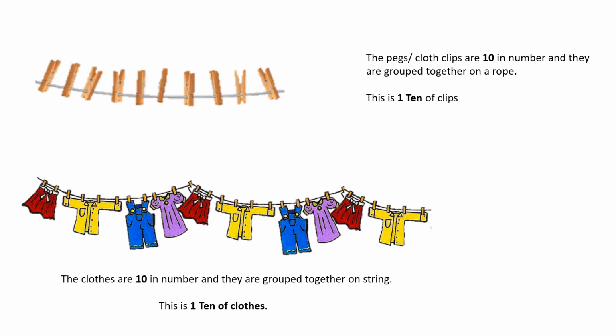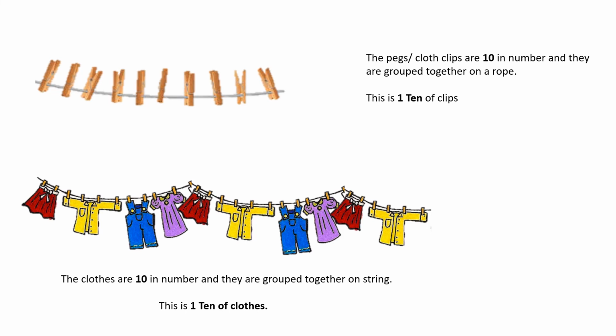Now look at this picture, children. These are clips or pegs. They are 10 in number and they are grouped together on a rope. Where Mama hangs clothes? Yes, this is 10 in number, so it becomes our 10 of clips or pegs.